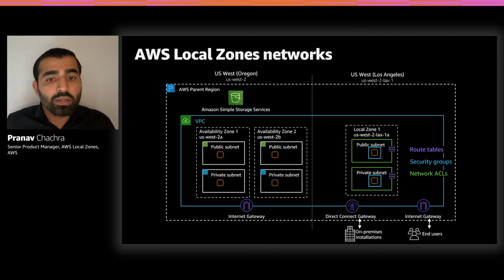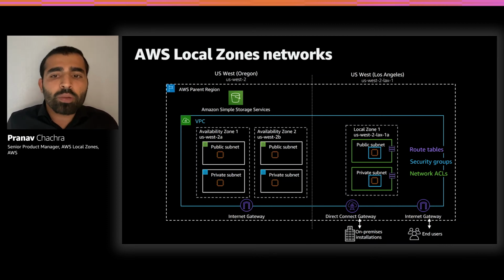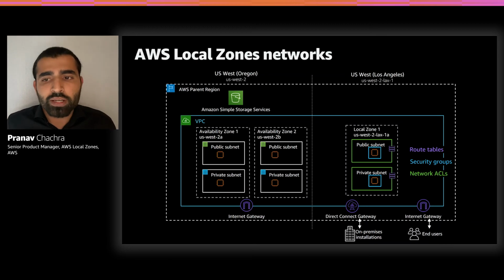As I mentioned earlier, local zones have their own connection to the internet, and some also support AWS Direct Connect. So resources created in the local zone can serve local end users or on-premises installations with very low latency communications.